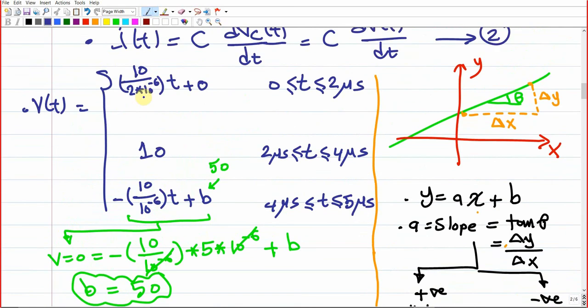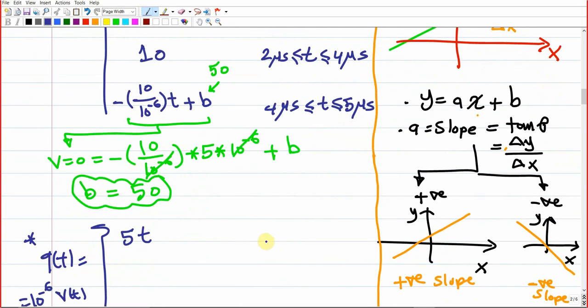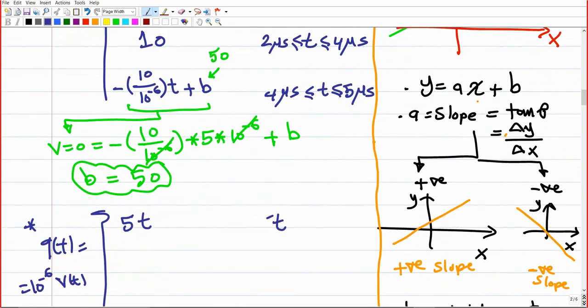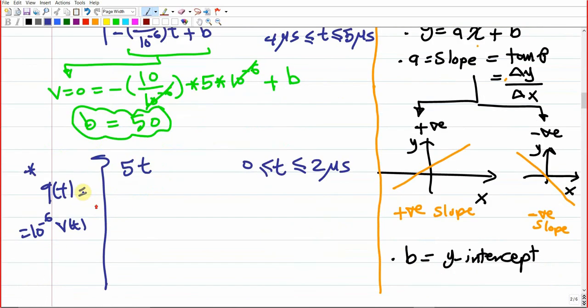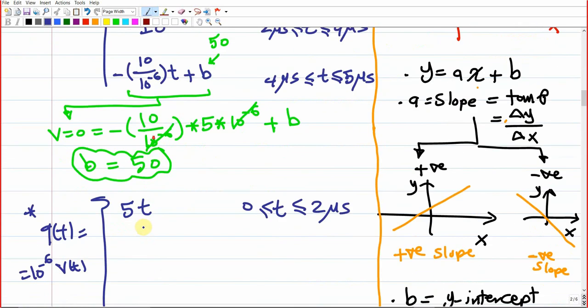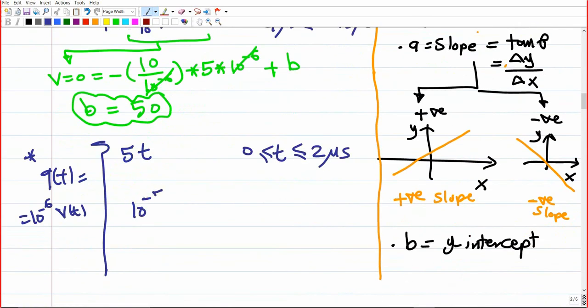That's it, because 10 negative 6 will be canceled. This is going to give us 5t plus 0. This is when the time is within the range between 0 to 2 microseconds. How about the 10? Multiply by 10 negative 6. This is going to give us 10 negative 5.